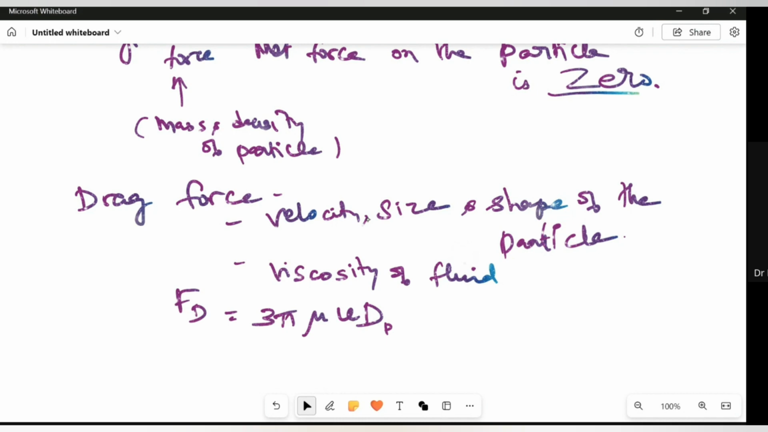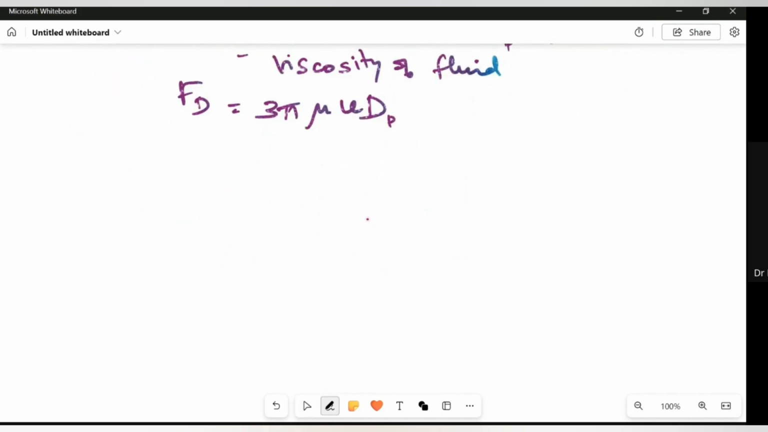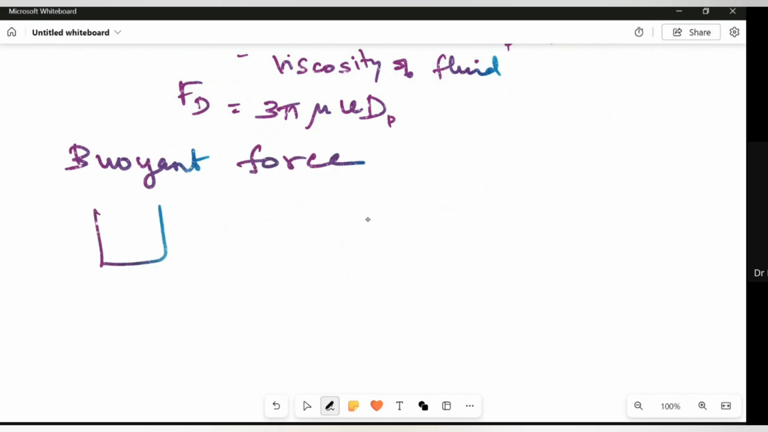In this, we are going to come across even buoyant force. So we know that when a particle is submerged into a fluid, it is going to displace a volume of fluid, right? And this volume of fluid will be equal to its volume.